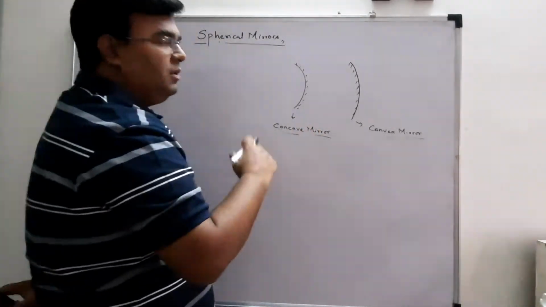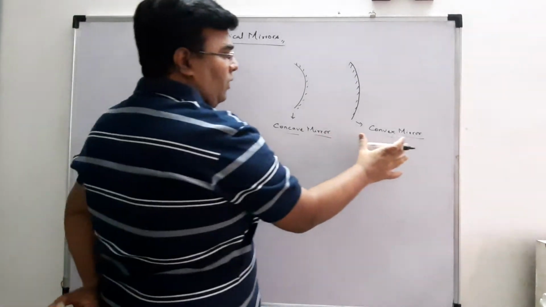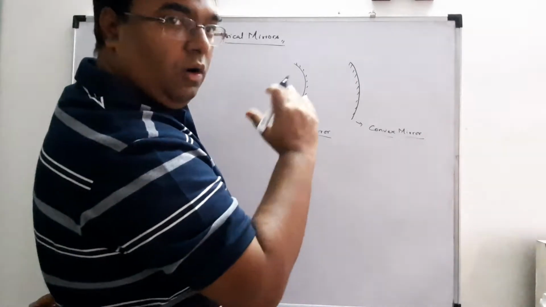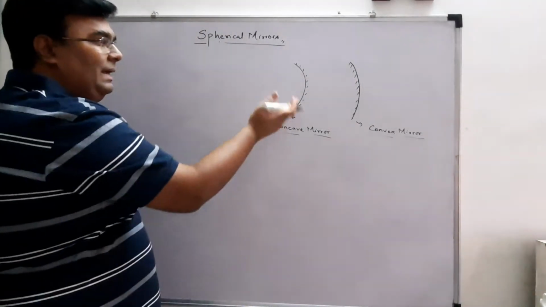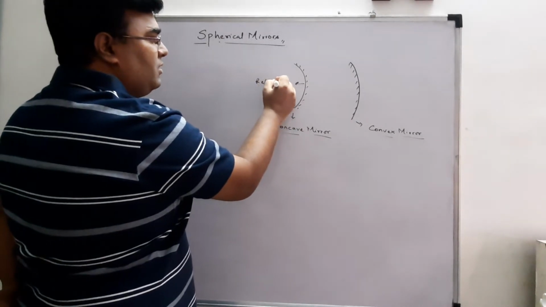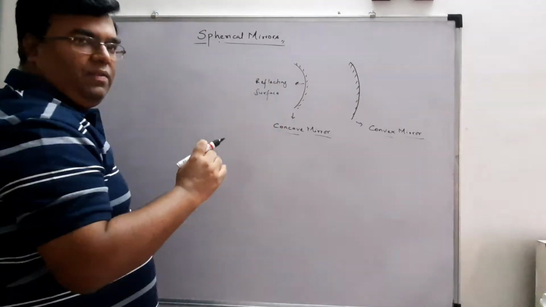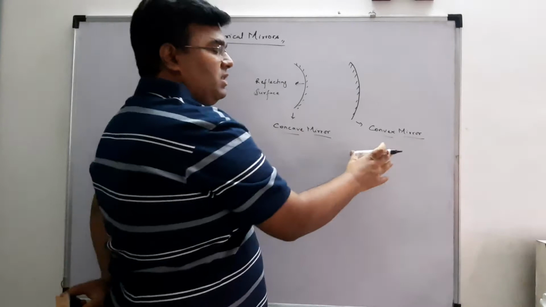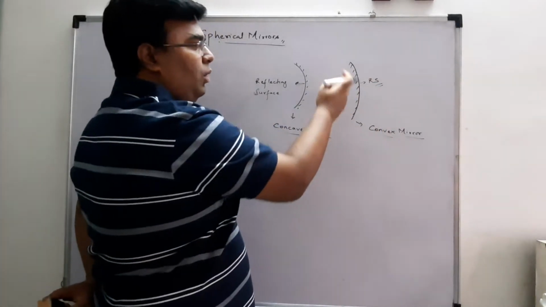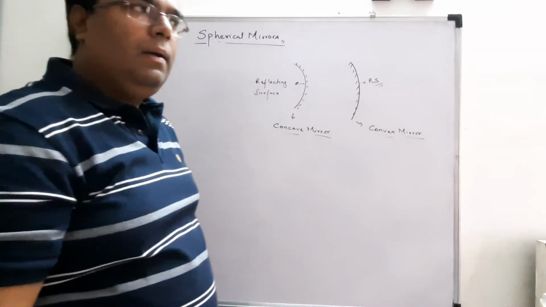So there are two types of spherical mirror: one is the concave mirror and one is the convex mirror. A concave mirror is formed when the outside of the sphere is polished and the inside is the reflecting surface. Whereas in a convex mirror, the reflecting surface is outside and the polish is inside. So these are the two types of spherical mirrors.